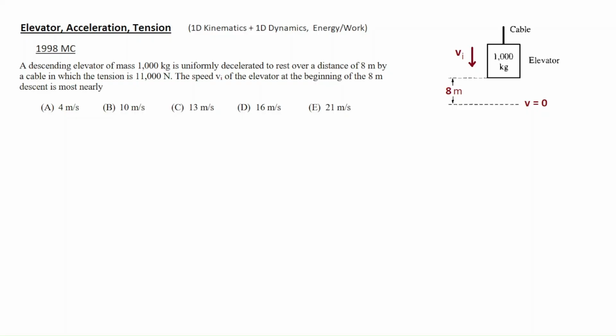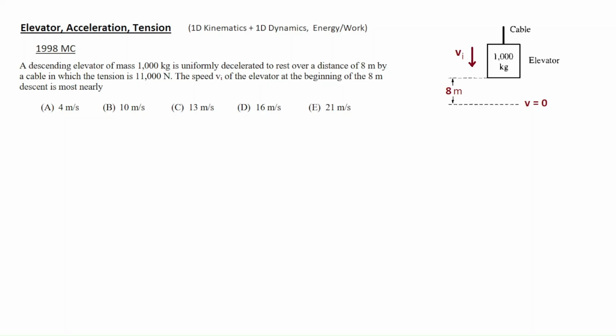We are given the mass of the elevator. We are given that it is initially moving downward with speed vi, and as the cable pulls upward with a tension of 11,000 newtons, that'll make the elevator slow down, and after 8 meters, it's going to come to rest. So our goal is to find that initial speed value, vi. We have 5 potential answer choices, and we'll take route number 1 through kinematics and dynamics.